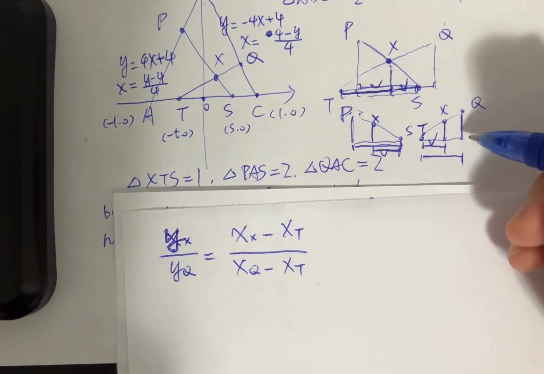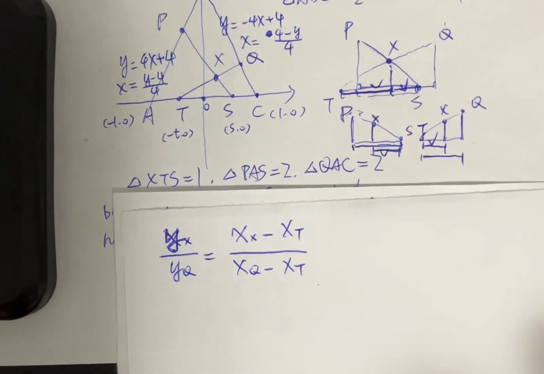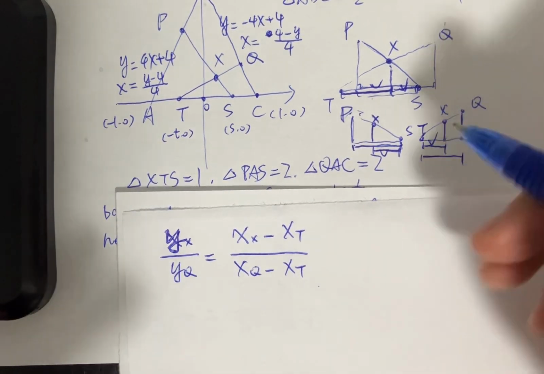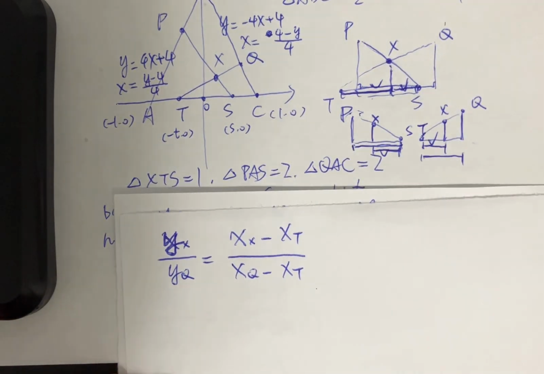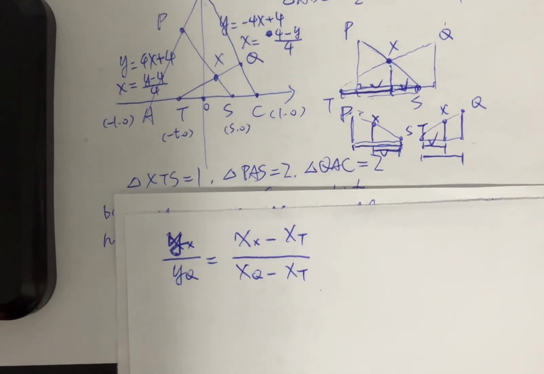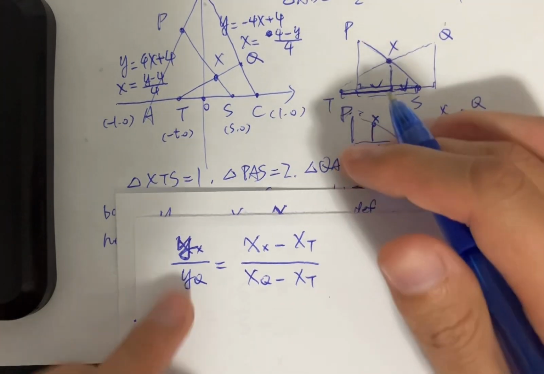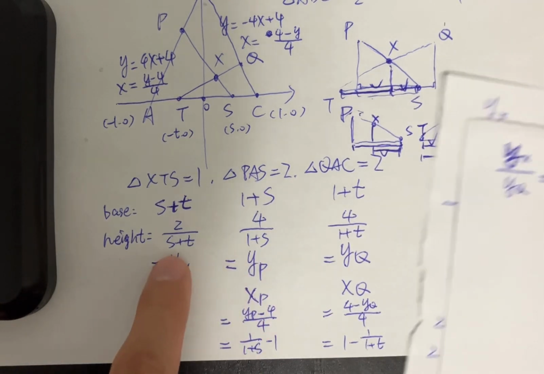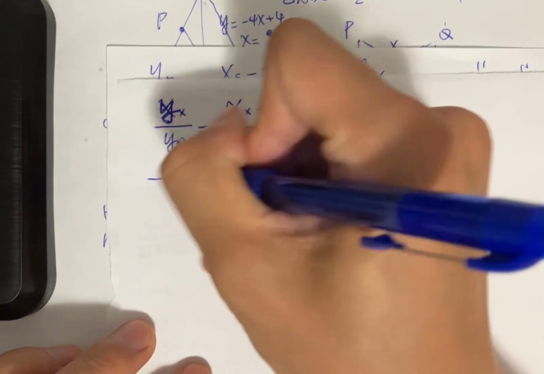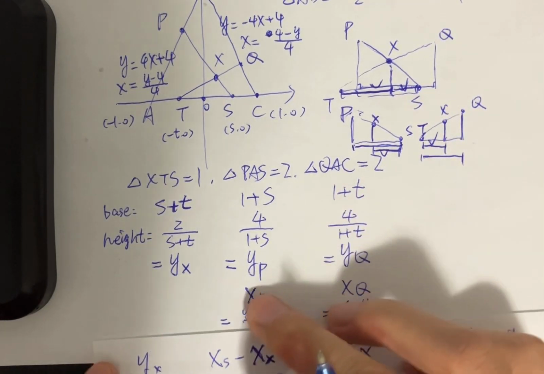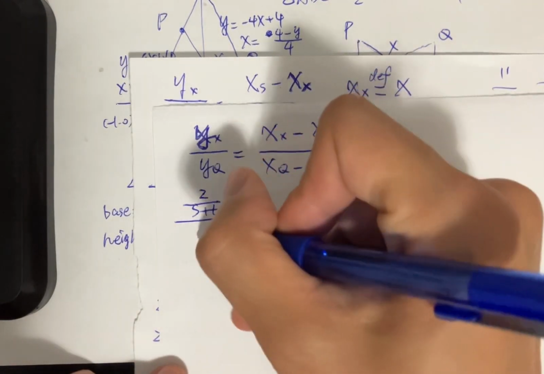We don't have to worry about anything. It's a minus, just the distance between the two points. This one is on the right, so it has a larger x coordinate, and that's it. There's nothing to worry about. Let's plug something in. Yx again, 2 over s over t, s plus t. On the bottom, yq.